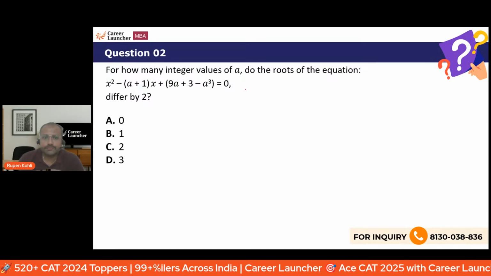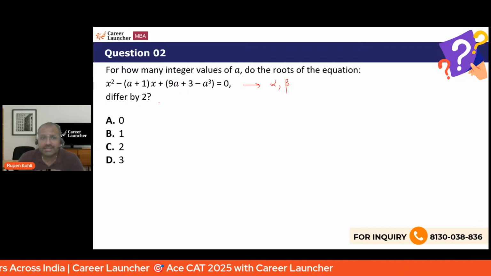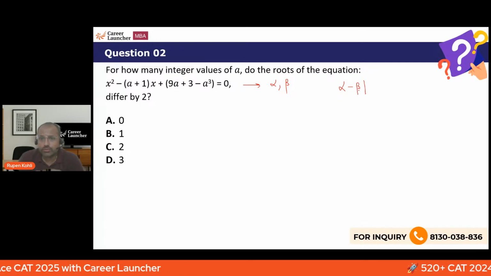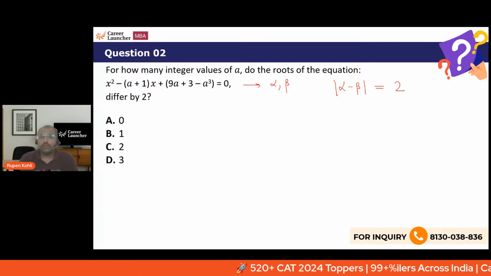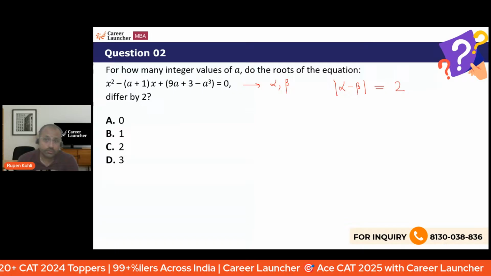Let's see. If alpha and beta are the roots of this equation, basically the question states that they differ by 2. Means the magnitude of alpha minus beta equals 2, right? We have to find how many integer values of a will satisfy this constraint. Alpha minus beta is 2.